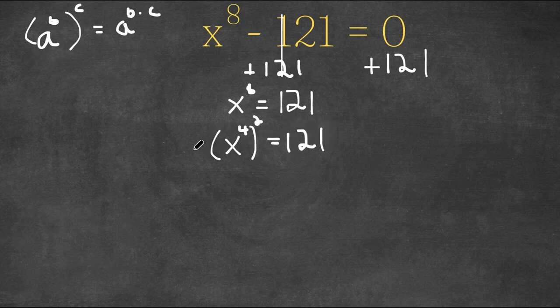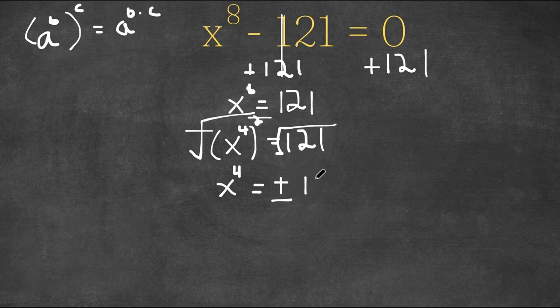Now we're going to take the square root of both sides. So the square root of this, well, these two simply cancel because these two are opposites. So on our left side, we have x to the power of 4. And on our right side, we have positive and negative 11. Remember, it's positive and negative, not just positive. So now we have x to the power of 4 equals positive and negative 11.